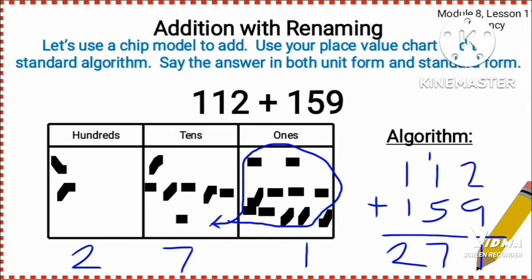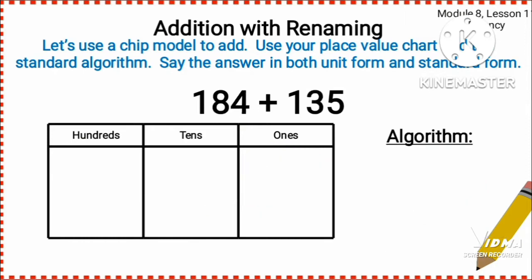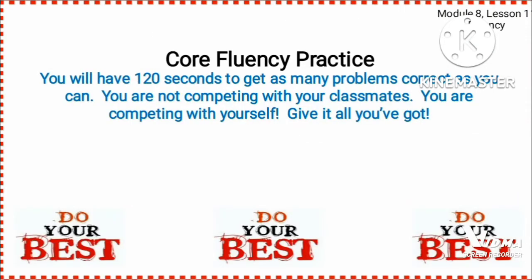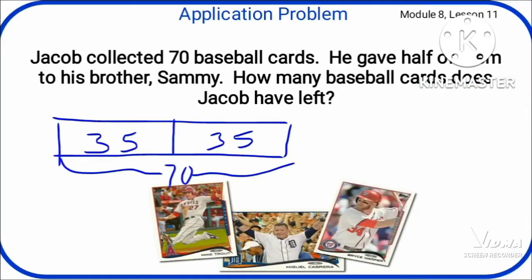Look at the standard vertical method. 112 plus 159 equals 271. So easy. I know you can solve this easily, so please practice with these other numbers and solve correctly. Solve with both the chip model and the standard algorithm vertical method, and also complete your fluency practice. Let us look at this application problem.